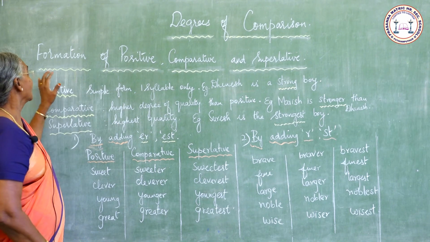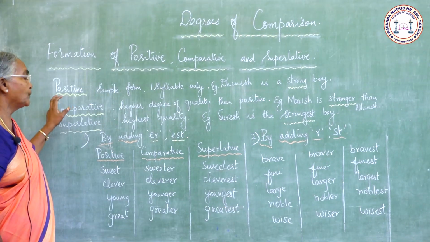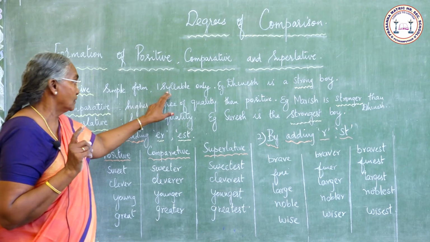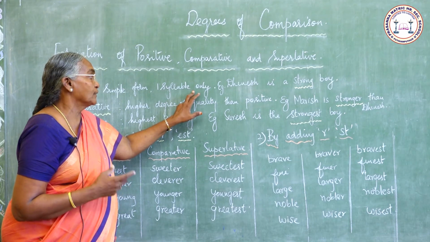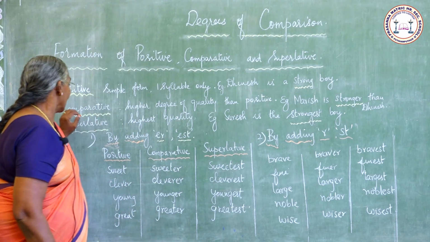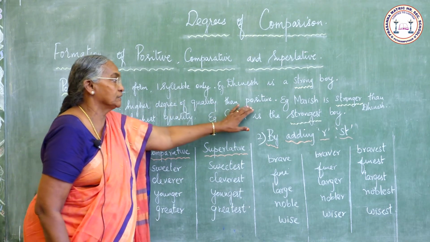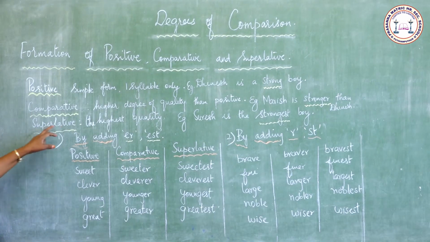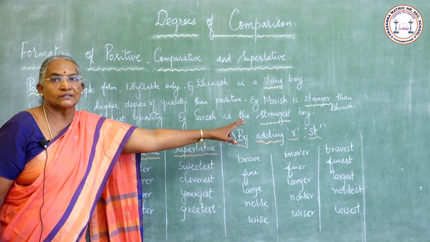So tall, taller, tallest, short, shorter, shortest. Now let us see the formation of positive, comparative and superlative degrees. In positive, the adjective is in simple form with only one syllable, monosyllabic, or sometimes there may be 2 syllables. Example, Dinesh is a strong boy. Comparative denotes higher degree of quality than positive. Example, Marish is stronger than Dinesh. Superlative denotes the highest quality. Example, Suresh is the strongest boy.